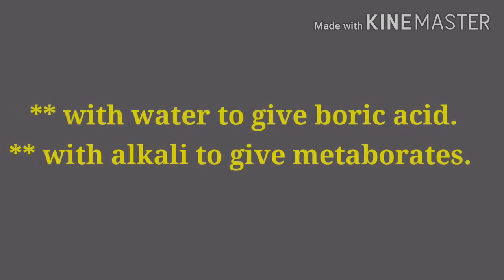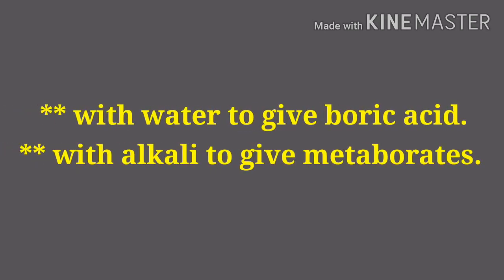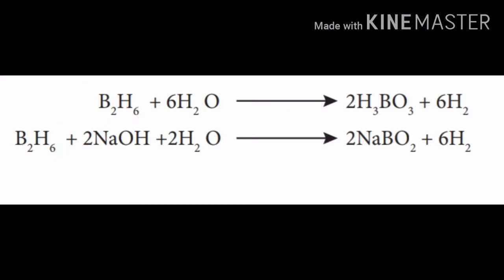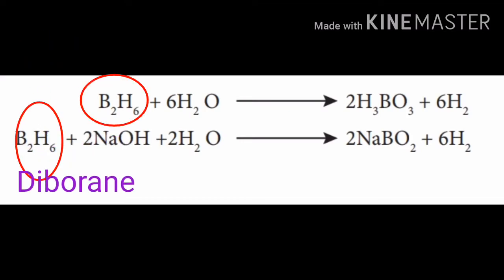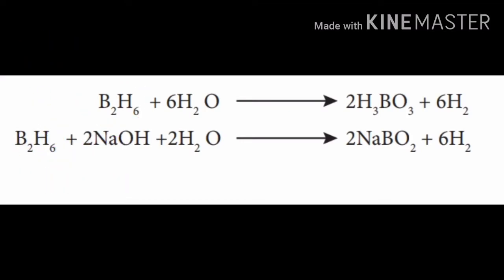Now, the reaction of diborane with water and with alkali. When diborane reacts with water, it produces boric acid, and when diborane reacts with alkali, it gives metaborates. See the reaction. This is diborane B2H6. When it reacts with water, H2O, we get boric acid, H3BO3. Also, when diborane reacts with sodium hydroxide, we get sodium metaborate.